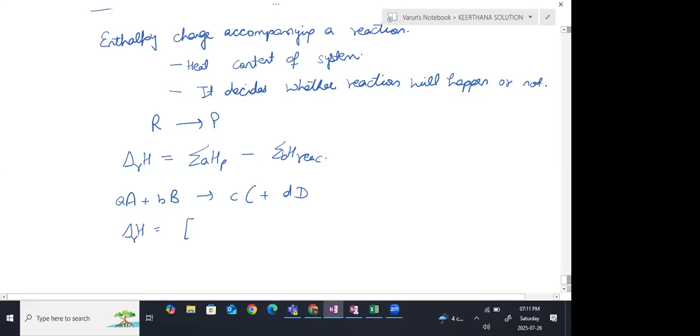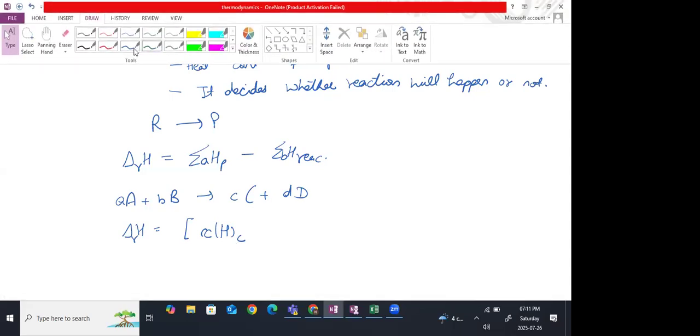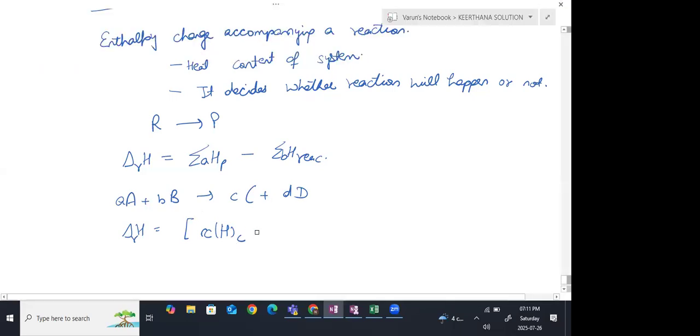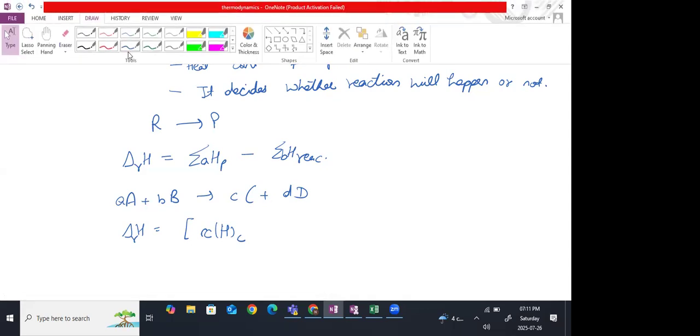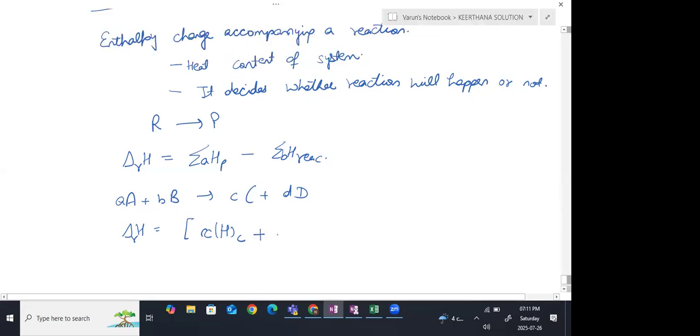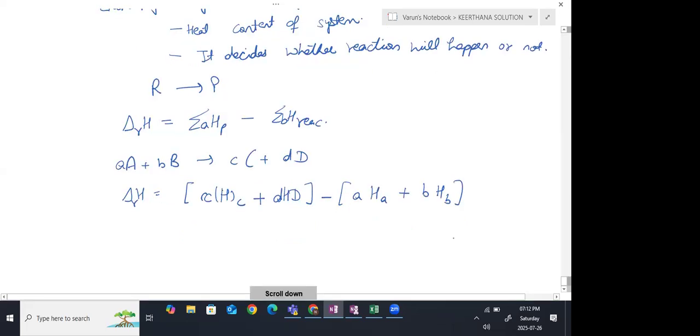Like for this reaction, if I have to write the reaction enthalpy, I can write the stoichiometric coefficient of C and enthalpy of C, plus coefficient of D, enthalpy of D, minus coefficient of A, enthalpy of A, plus B, enthalpy of B. In this way I can write this. Yes, ma'am. Clear? This is simply my reaction enthalpy.